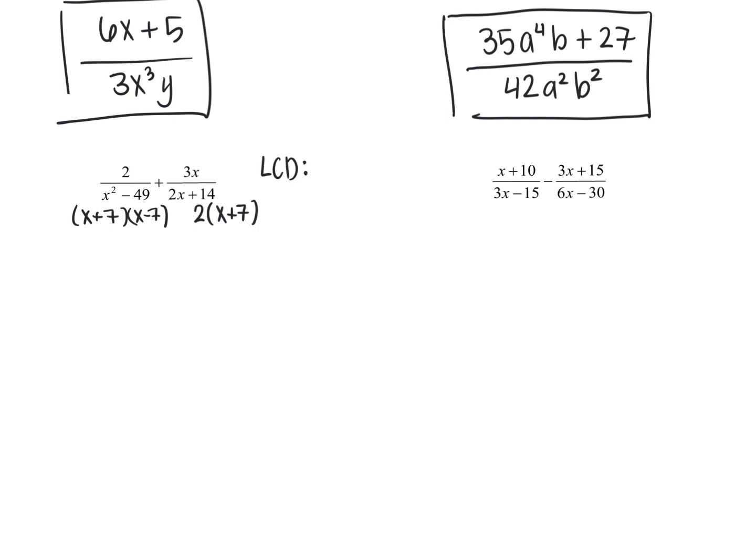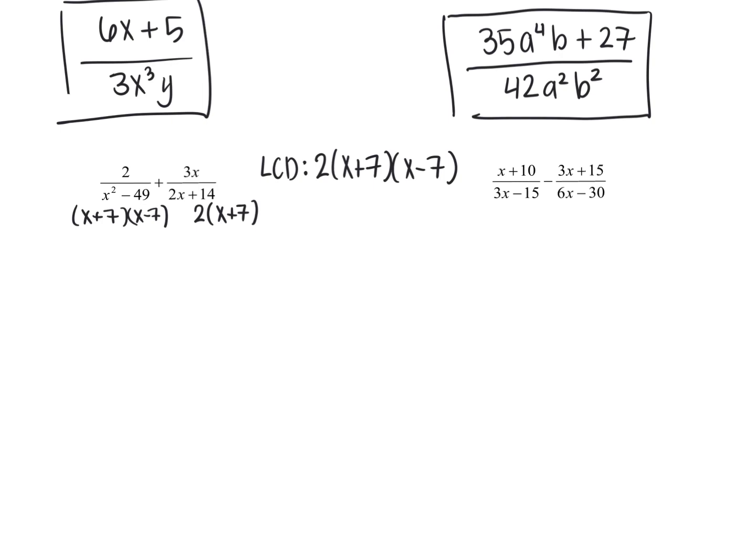So when I go to identify my LCD, one of my denominators has a GCF of 2, so that has to be part of my LCD. They both have x plus 7, so that's going to be part of my LCD. And then my other denominator has an x minus 7, so that also has to be part of my LCD. So any factors that appear in the denominator have to be part of the LCD.